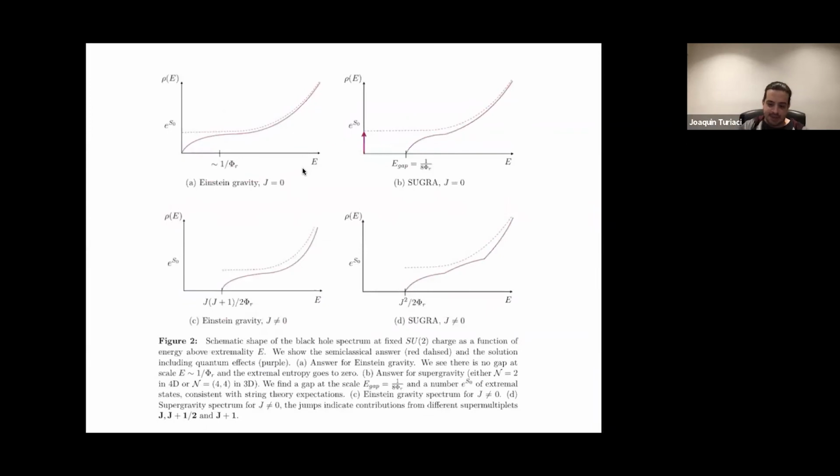Okay, so this is a summary of the difference between gravity and supergravity. So the dashed line again is the semi-classical answer, literally computing the area. And this is what we get. I will skip it. We already talked about it a lot.